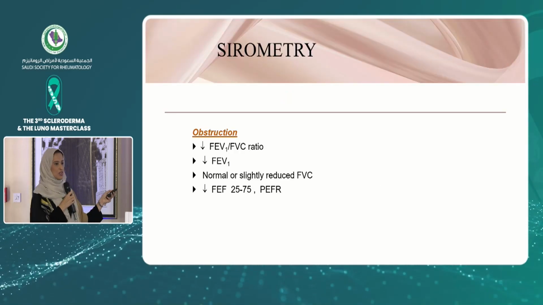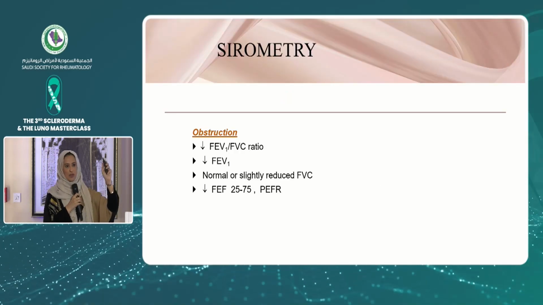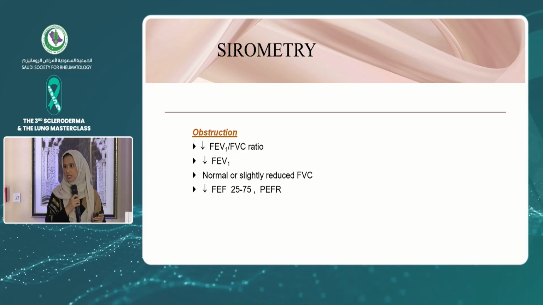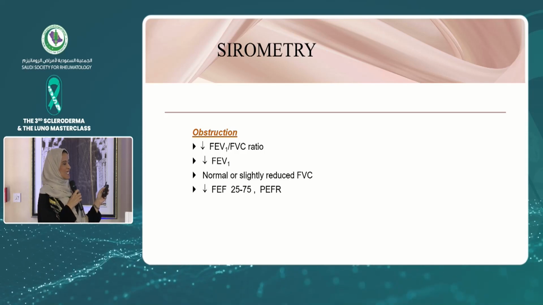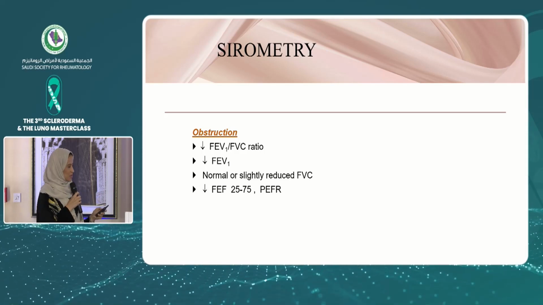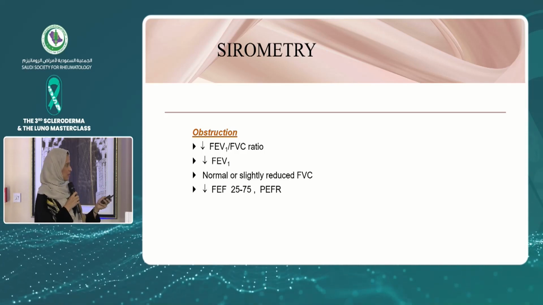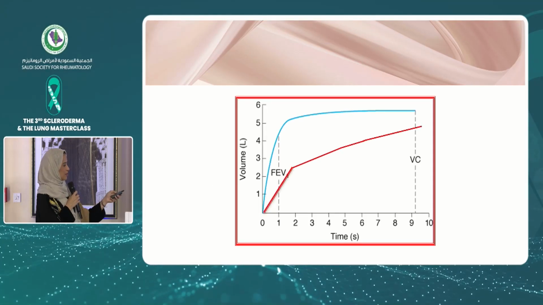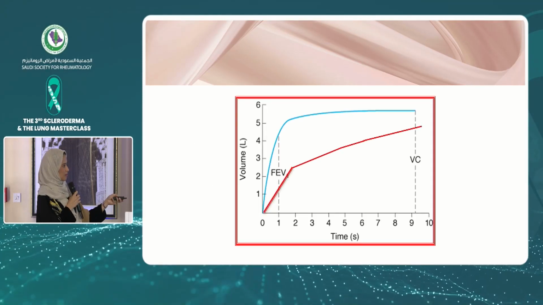If there is an obstruction, the FEV1 is very small in relation to the FVC. The patient eventually will be able to exhale all the air out, but how much he exhales in the first second is reduced. That's why the ratio is being reduced. And this is usually the graph as illustrated in the volume time curve.